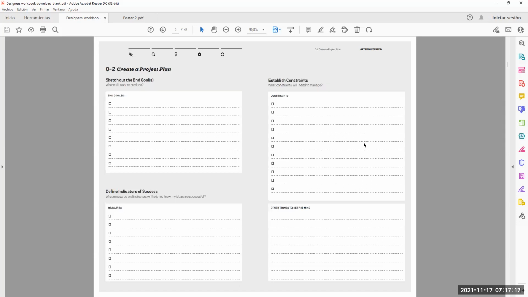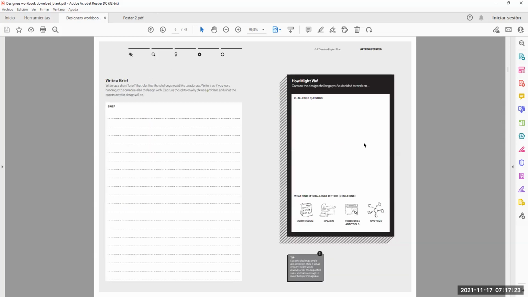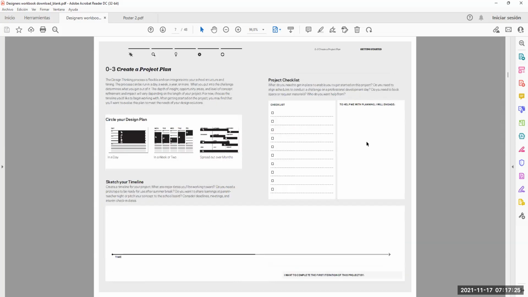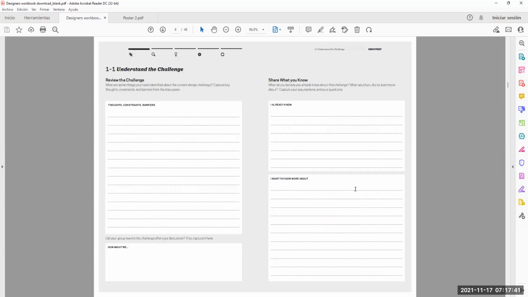So that's essentially what we talked about during the first section, and not just design thinking itself, but we wanted to find a problem for which we wanted to propose a solution, right? Then in section number 1, which is called Discovery, what we wanted to do was to understand the challenge better, prepare the research process, and also collect inspiration. That's what we wanted to do.